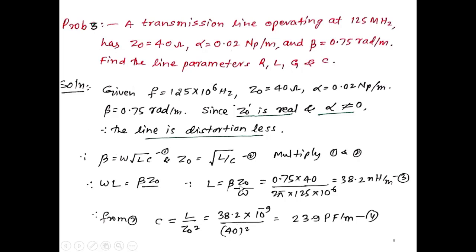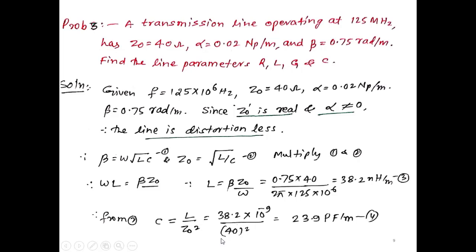Therefore, L is equal to beta Z0 by omega. Beta is 0.75, Z0 is 40, whole divided by 2 pi into 125 into 10 raised to 6. If we simplify, we get inductance is equal to 38.2 nanohenry per meter.